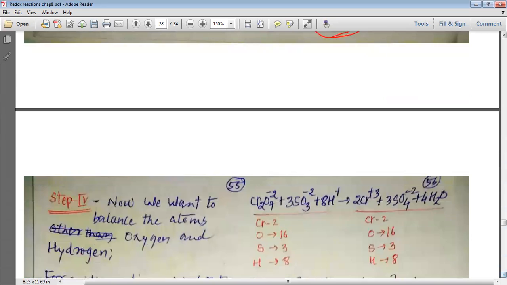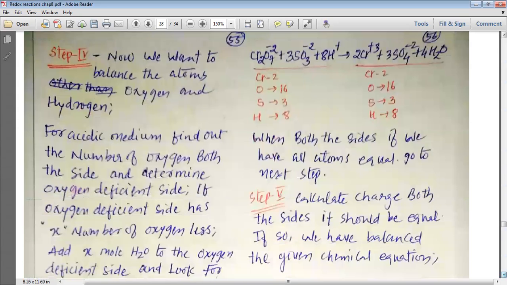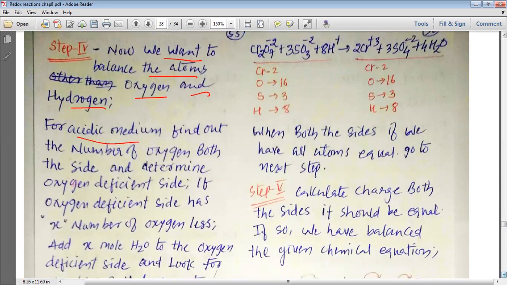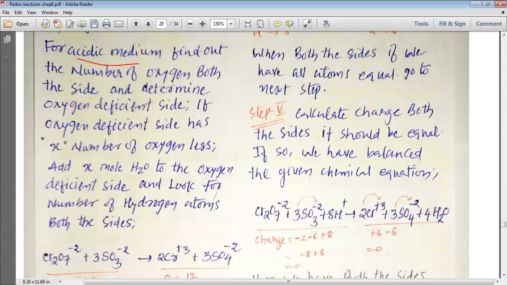Now we want to balance the atoms, oxygen and hydrogen. For acidic medium, my dear students, we will have to follow a different method. So for acidic medium, find out the number of oxygen on both sides and determine the oxygen deficient side. First of all, you need to calculate the number of oxygen, and then find out whether the reactant side or product side is deficient in the number of oxygen.